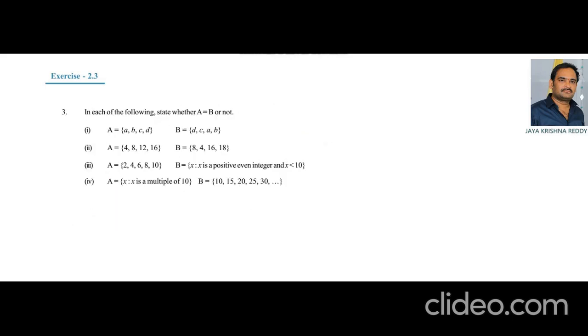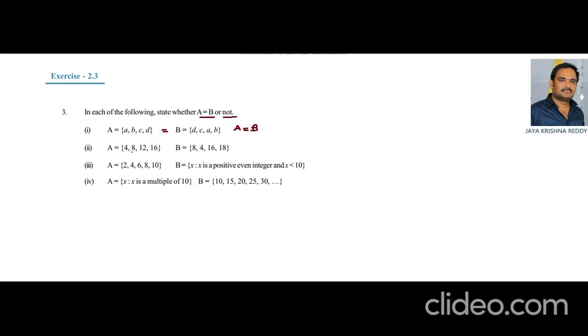Third question. In each of the following, two sets A and B are given. Now we have to state whether A equals B or not. In the first question, A has four elements A, B, C, D. B also has the same elements, but the order is different. So both the sets are equal. So we can write here A equals B.